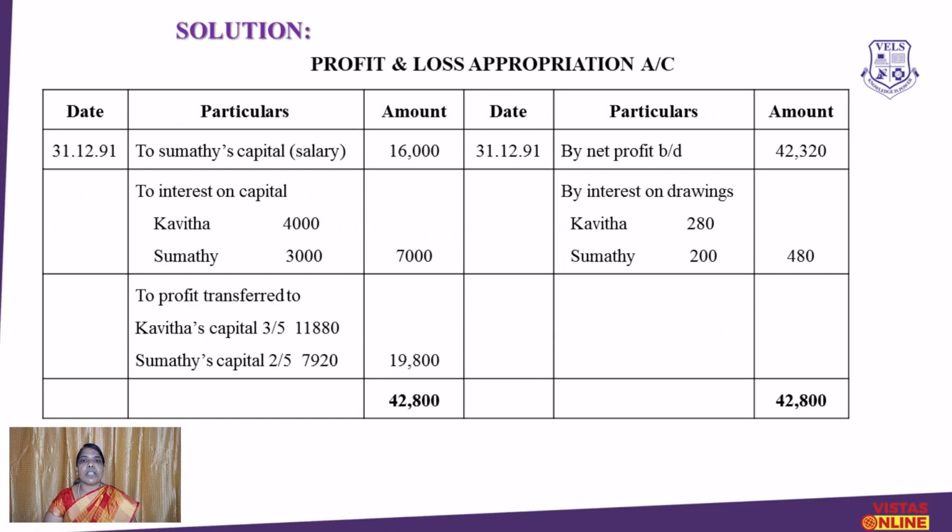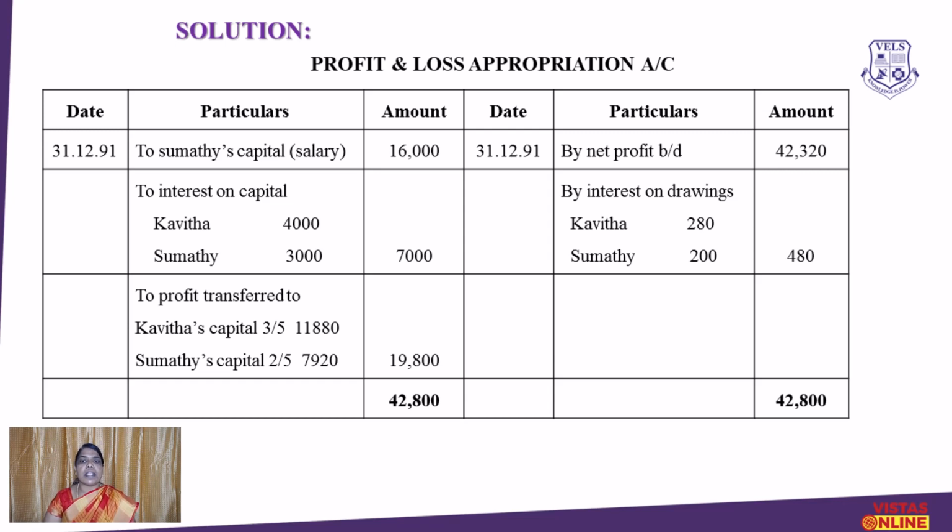The profit and loss appropriation account, we have to prepare it. For the calculation, we have to put 3 columns on the debit side as well as 3 columns on the credit side. Debit side: date column, particulars column, then amount column. In the credit side also we have to write date column, particulars column, amount column. We can write the credit side amount by net profit b/d. Net profit brought down is 42,320, it was given in the question.